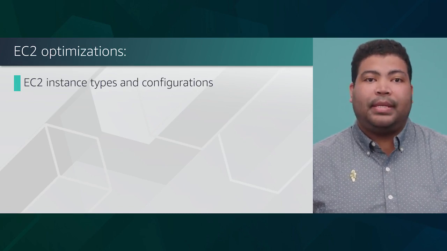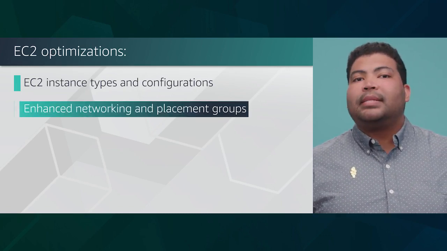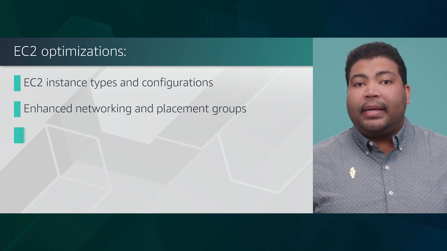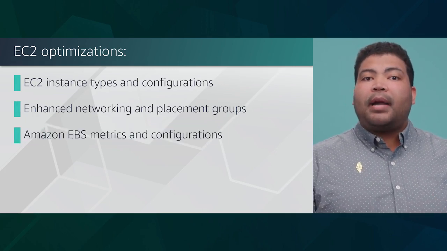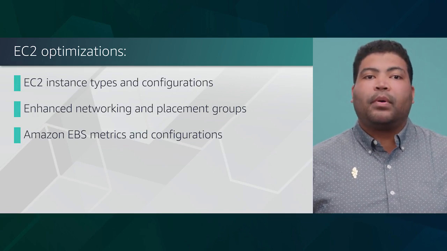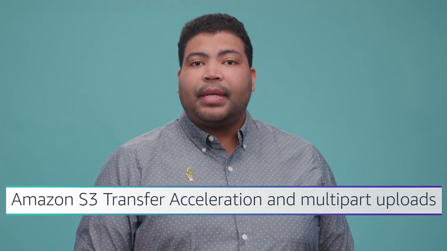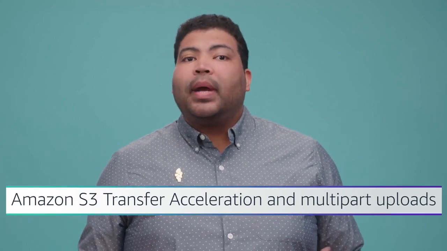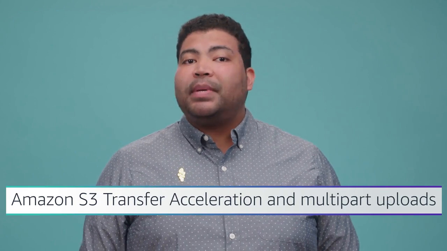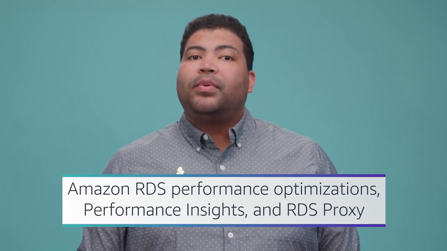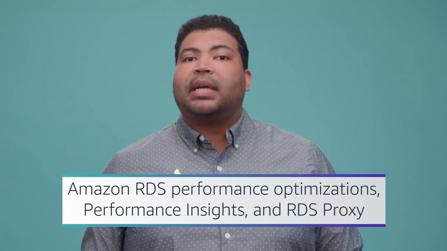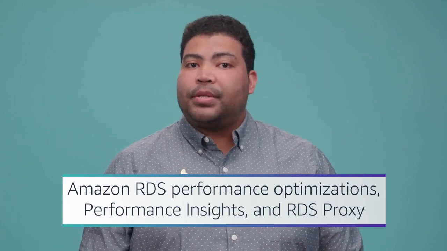And that's not all with EC2. You also have capabilities such as enhanced networking and placement groups, and can look at Amazon EBS metrics to modify configurations to best fit the performance requirements that you may need. This goes equally for other services. S3 performance features, such as S3 transfer acceleration and multi-part uploads, can greatly help with data transfer dependability and speeds. RDS metrics help you to identify necessary performance optimizations that can help increase efficiency, and Performance Insights and RDS Proxy are tools and features that can greatly help provide you with that information.